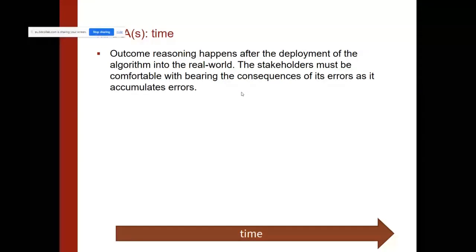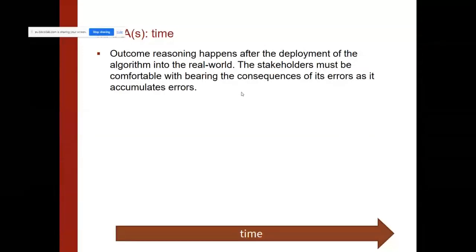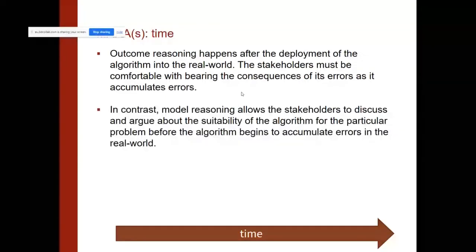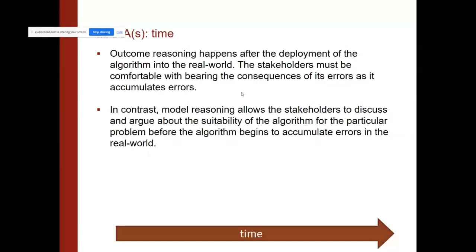So all these primary stakeholders have to be comfortable bearing the consequence of its errors as error accumulates. On the other hand, model reasoning allows you to go through and discuss prior to deployment whether or not an algorithm is suitable to deploy before any errors begin to accumulate.